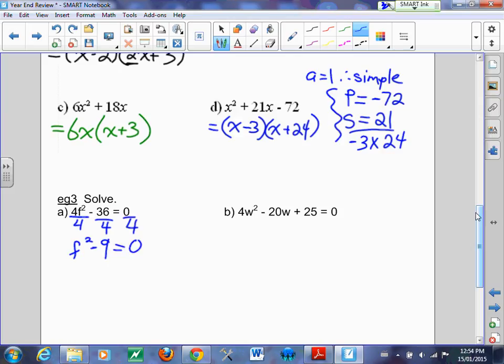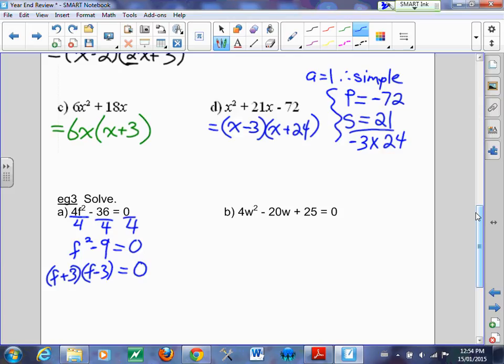Now there's a couple ways you can solve this. I'm going to recognize this as a difference of squares. So I'm going to set up two brackets, and they're going to equal 0. I'm going to have a plus sign in one and a minus sign in the other. Square root of the first term is f. Square root of the last term is 3. So you have f plus 3 times f minus 3.